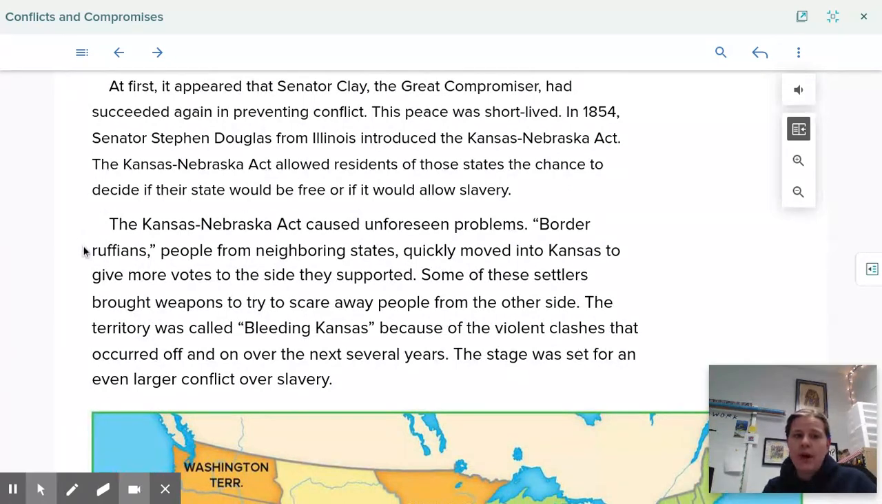Border ruffians, people from neighboring states, quickly moved into Kansas to give more votes to the side they supported. Some of these settlers brought weapons to try to scare away people from the other side. The territory was called Bleeding Kansas because of the violent clashes that occurred off and on over the next several years. The stage was set for an even larger conflict over slavery. And we, of course, know that that larger conflict is going to be the Civil War.